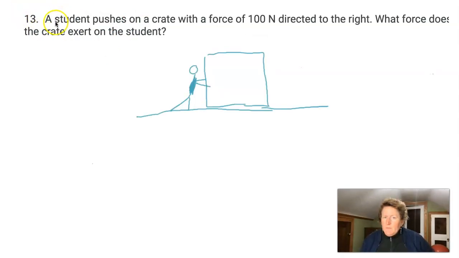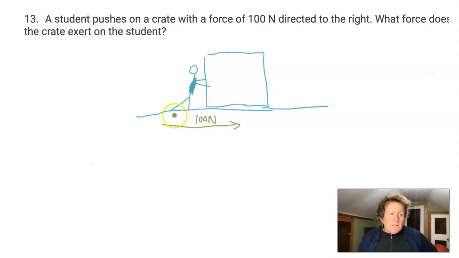So number 13, we have a student pushing on a crate. We're going to assume the crate's on the floor with a force of 100 newtons directed to the right. So let's draw a vector to represent the force of the student pushing to the right. That's 100 newtons. Now it doesn't say anything about the block accelerating.